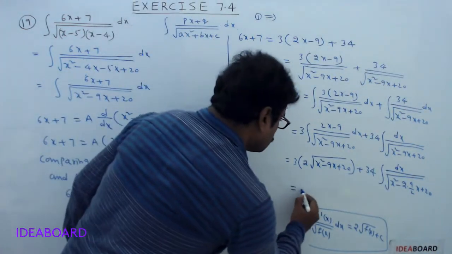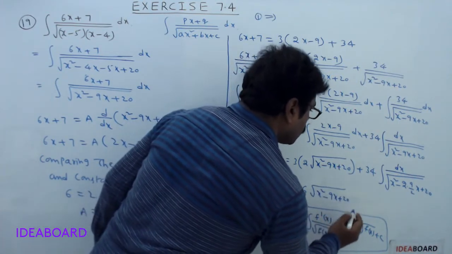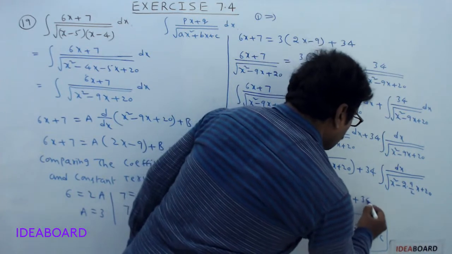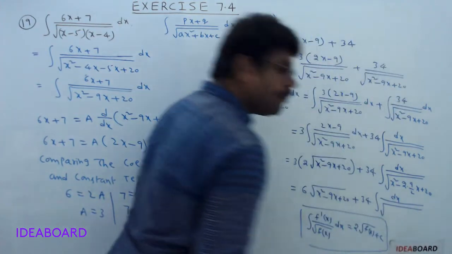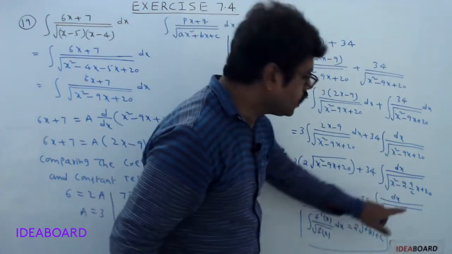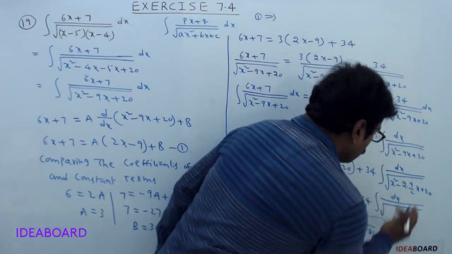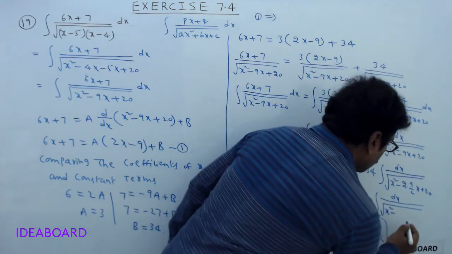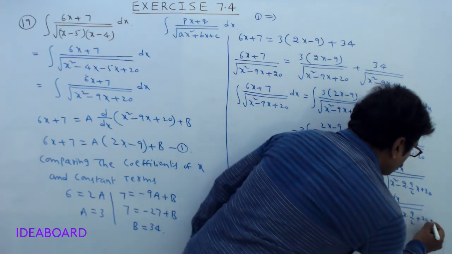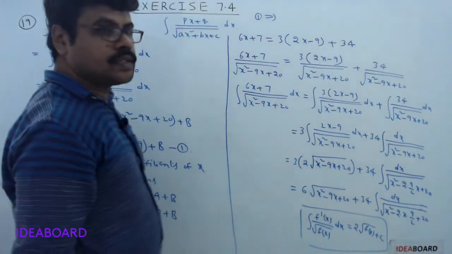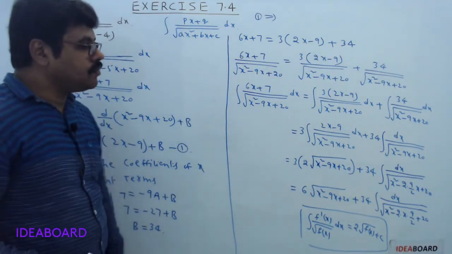Now this is 6 into square root of x square minus 9x plus 20 plus 34 into integral dx divided by square root of. Now in the second term, interchanging this x and 9 by 2, it will be x square minus 2 into x into 9 by 2 plus 20. Now first write down up to that step. Later we will discuss the continuation of this problem.